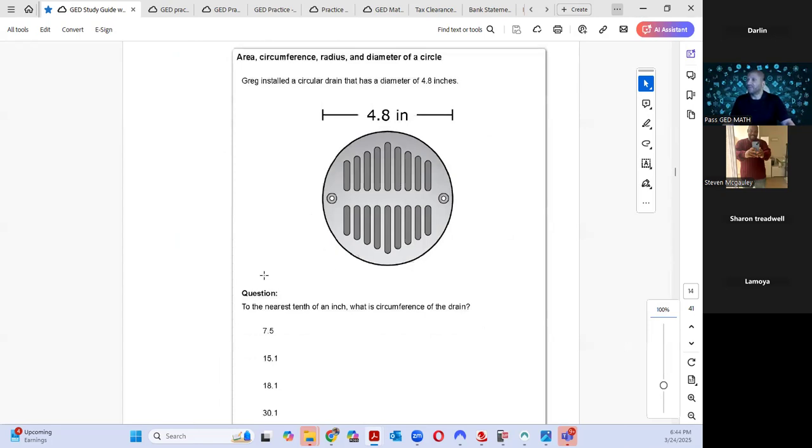Can you see that clearly? Area, circumference. It says Greg installed a circular drain that has a diameter of 4.8 inches to the nearest tenth of an inch. What is the circumference of the drain? How would you start that problem? Do you know, Steve?